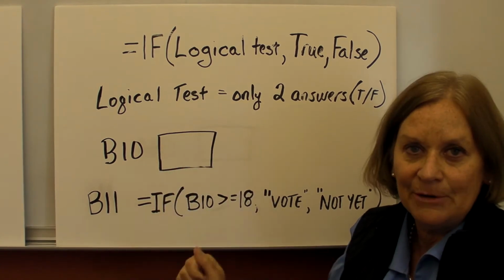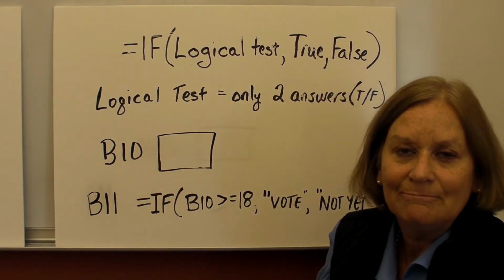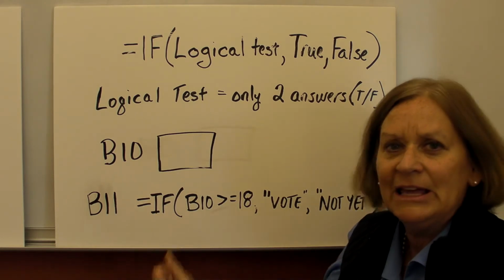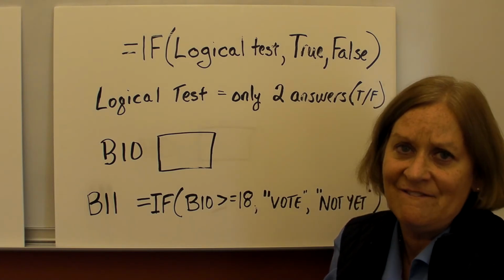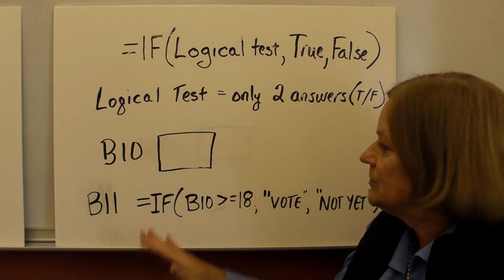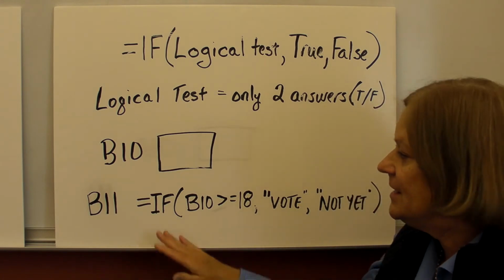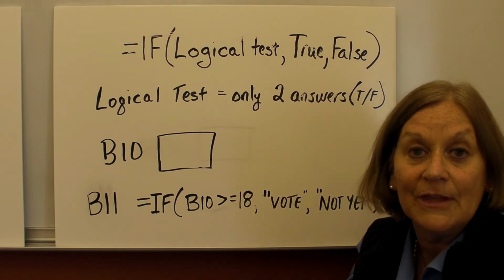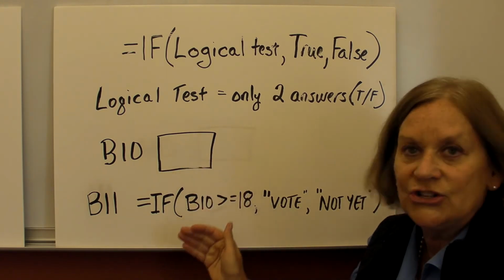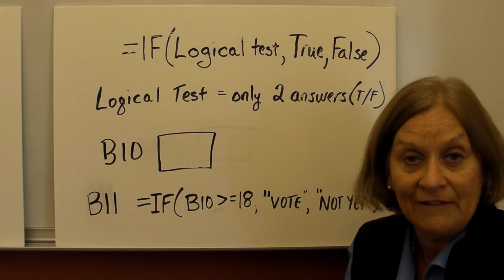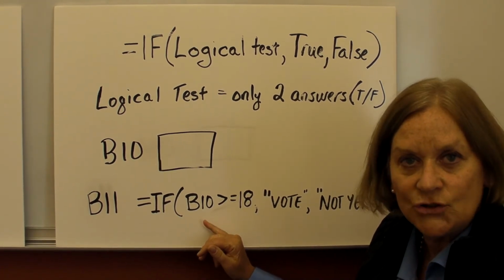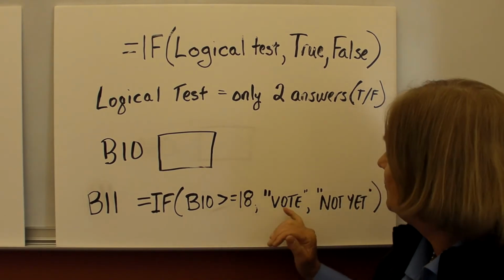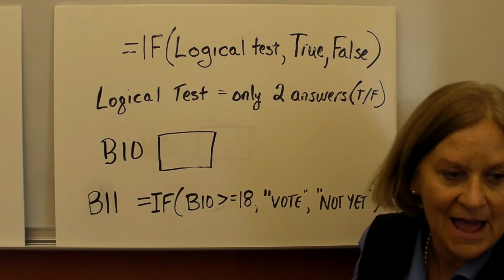Now, let's give an example. Let's say in B10, I'm going to put people's ages in there, one at a time. And in B11, I want to determine if they can vote or not vote. So the function that I've built in B11 says equal IF B10 is greater than or equal to 18. That's what you need to have to determine if somebody's allowed to vote. They have to be 18 or older. If this is true, we're going to want to have the word vote placed in B11. If it's false, then we're going to have the words not yet.